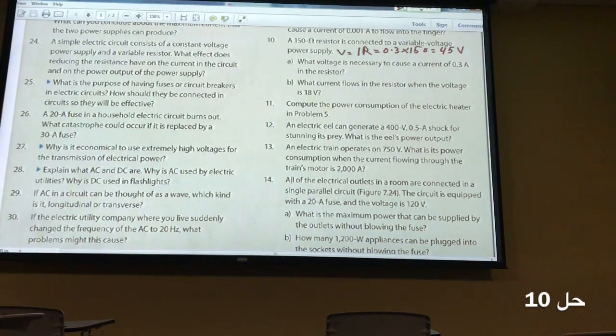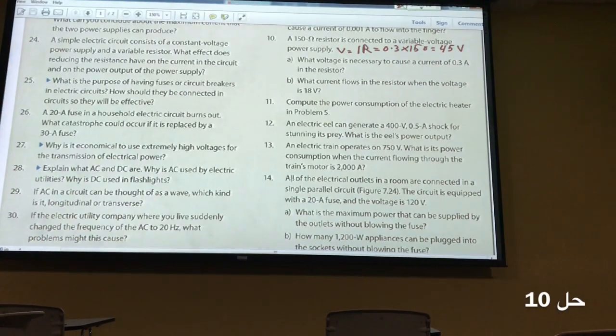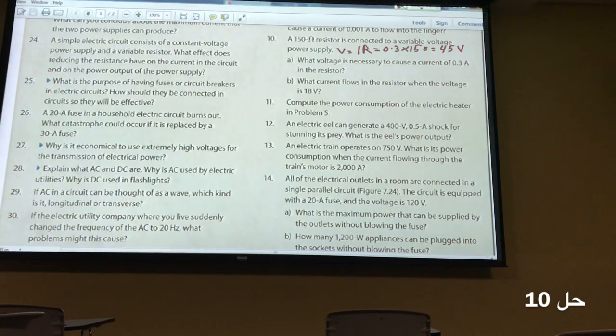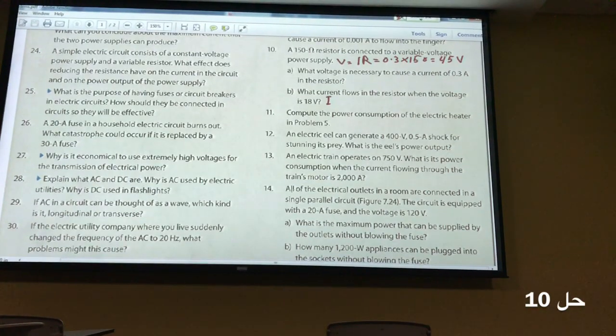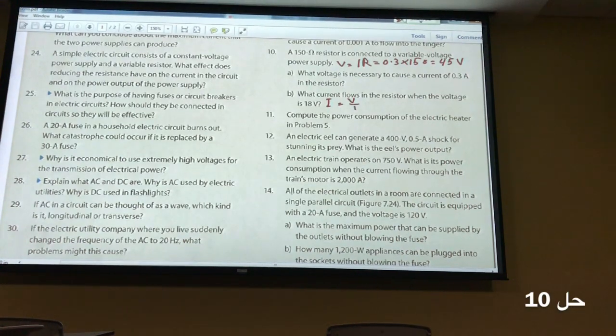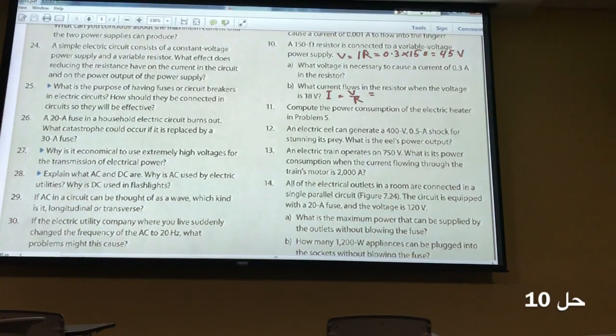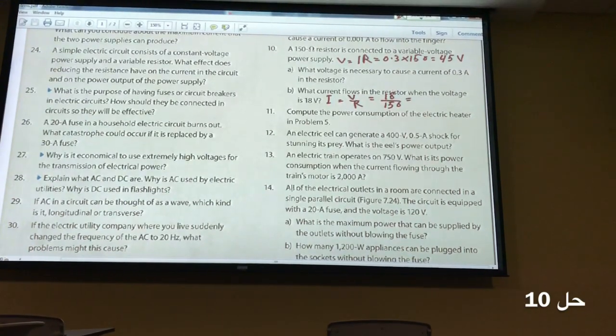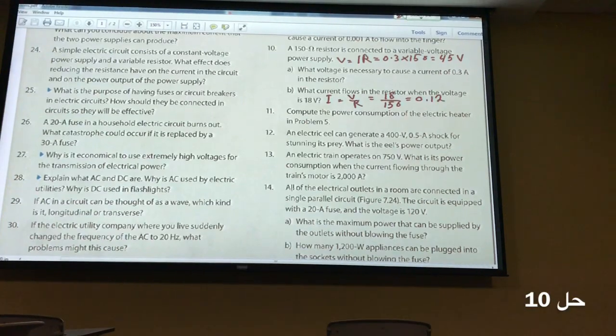B, he wants you to find the current flow when the voltage changes. So we have changed the voltage, so the current is going to change. Okay? It's going to be V over R. What is V? 18 over 150 equals 0.12. What's the unit?